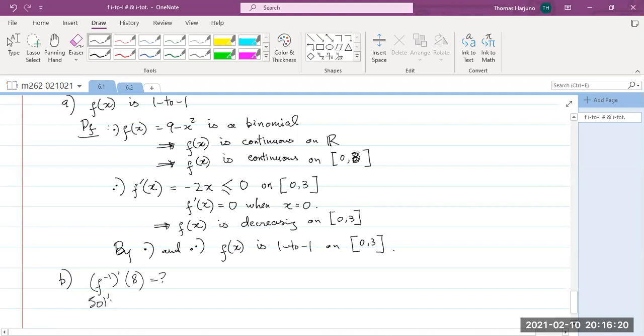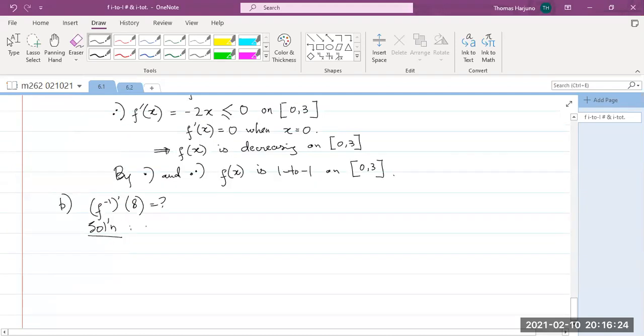Solution: find the inverse function first. So step 1, the inverse function of 8 equals what? Let's call that x. Let this inverse function equal x. Then f(x) equals 8, which means 9 minus x squared equals 8. Then we solve this equation: x squared equals 1, so x equals plus or minus 1, right?